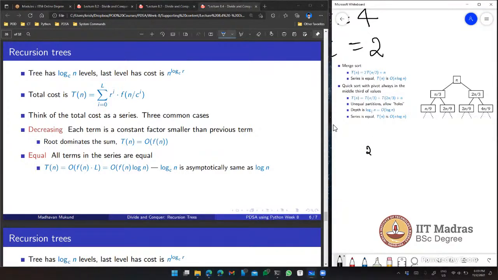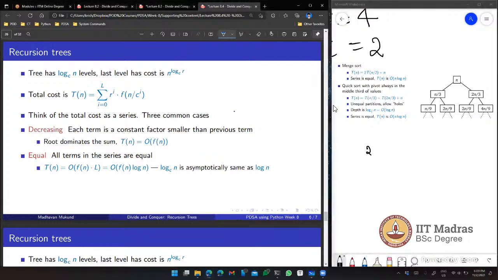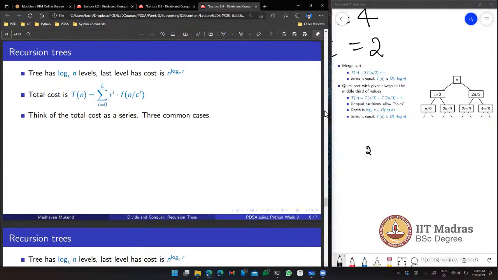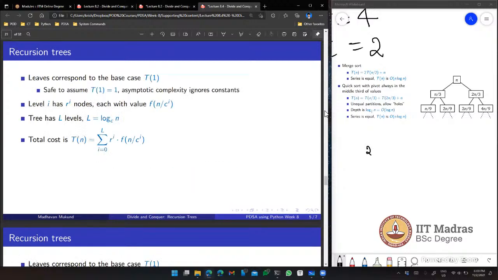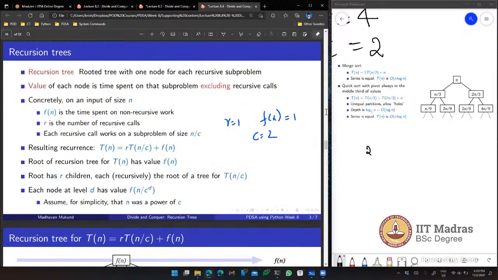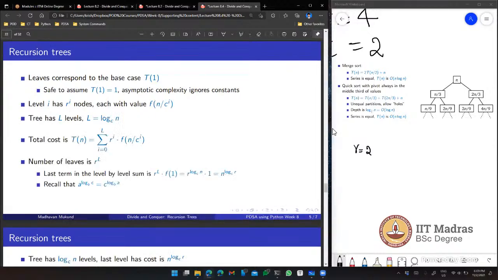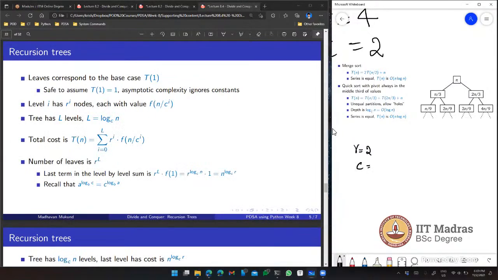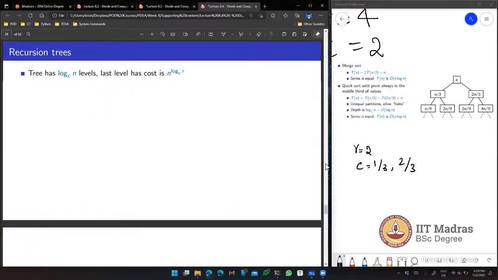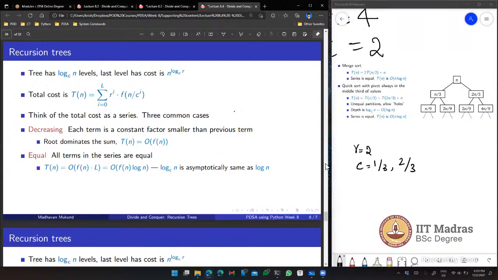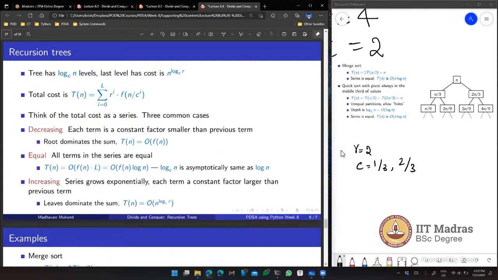R is 2, which is the number of divisions we are doing. It's based on the number of recursive calls, so R is definitely 2. C is okay. That's the recursive calls. One is 1/3, another one is 2/3. What was the C? C is the division.